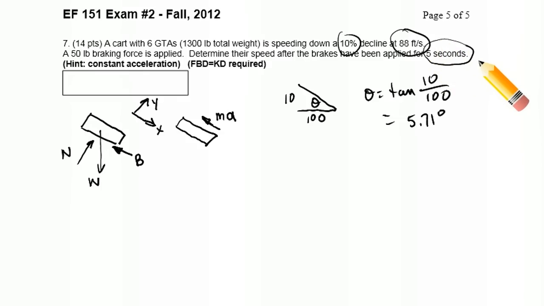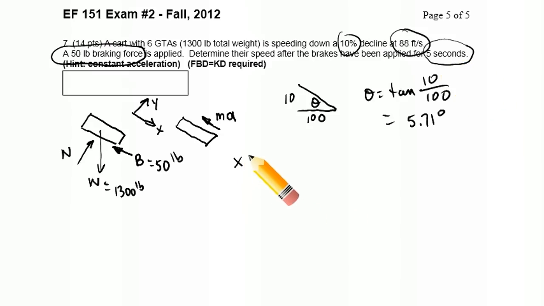How are we going to do that? Rereading the question shows me that the weight is a known value here. So that's equal to 1,300 pounds. The braking force is equal to 50 pounds. That helps out a lot, because now we can look at this x direction along the incline. We know this force, we know this component of the force, we know the mass, so we can determine acceleration. Once we have an acceleration, an initial velocity, and a time, we can find the final velocity. So there's our plan.